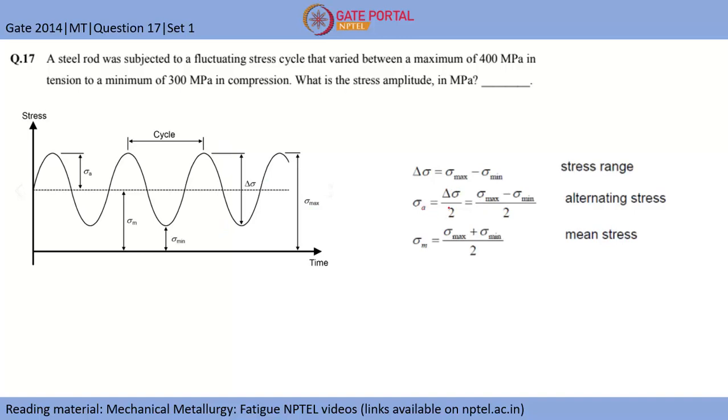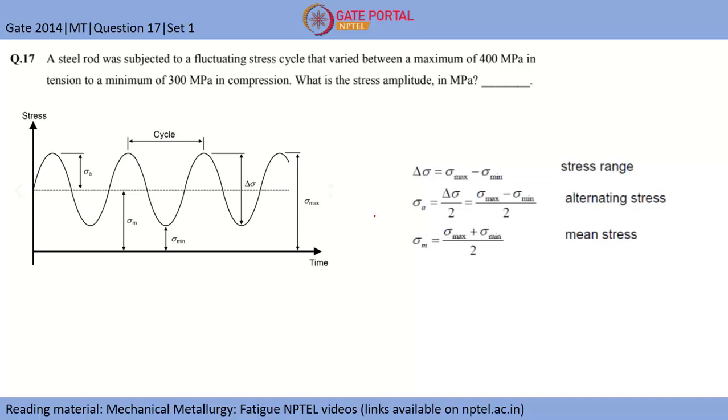Sigma A is the alternating stress, given by delta sigma by 2, that is, sigma max minus sigma min divided by 2. And sigma mean is given by sigma max plus sigma min divided by 2. So you need to find the alternating stress, the stress amplitude, rather than the sigma mean.